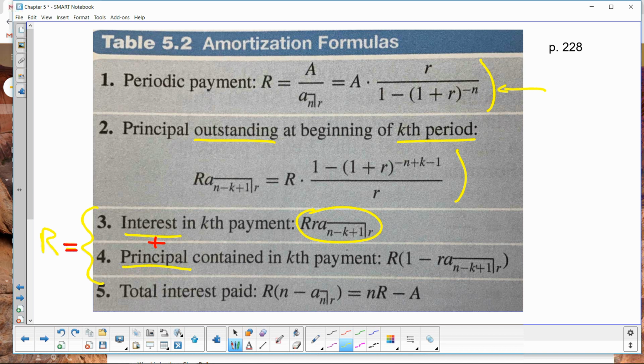Okay? So the other thing you might be interested in is that when you make your car payment every month for around, I don't know, 6 years or something, how much interest did you pay the entire time? You paid for the car, however much that was. How much was your total interest? That's your last formula down there, number 5.